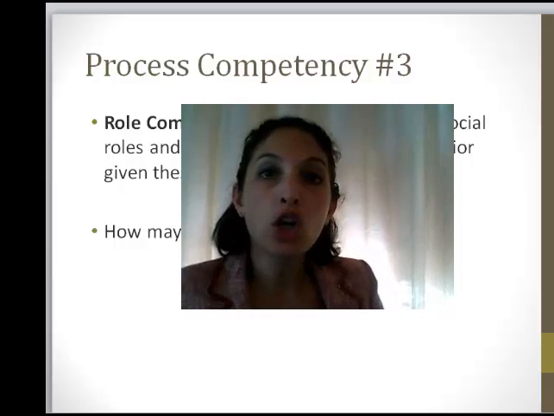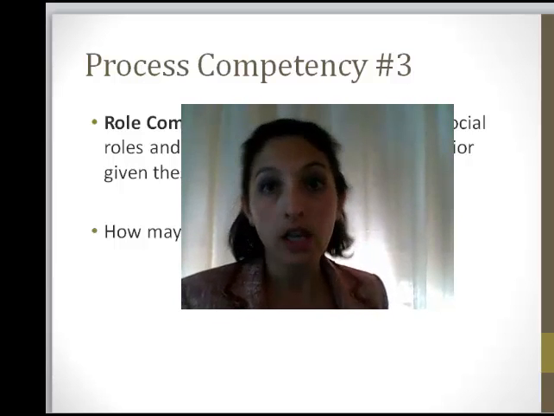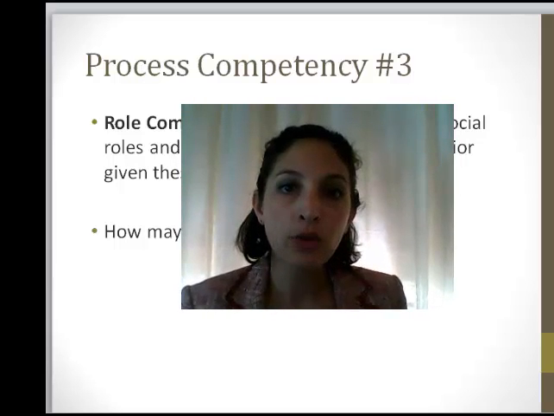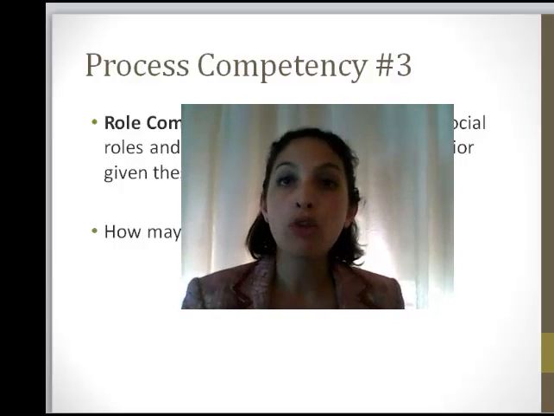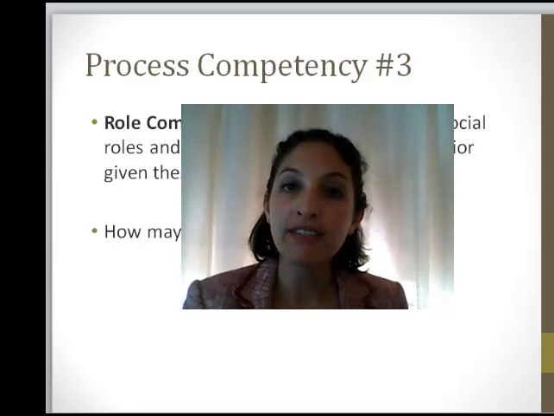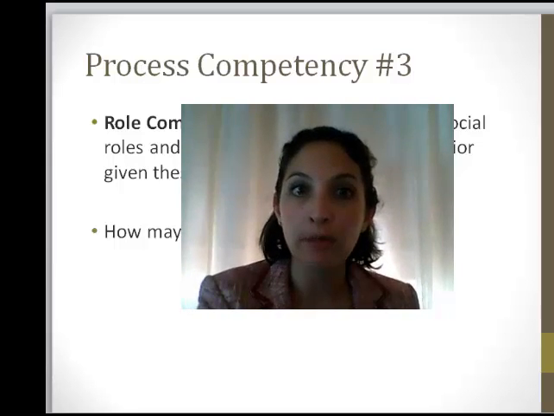Or it could be culture as woman versus man. It could be culture as in student, the student culture at Purdue. And how do I know how to act appropriately per that role in that culture? But role also can mean a variety of other things, and we'll discuss roles at greater depth later.